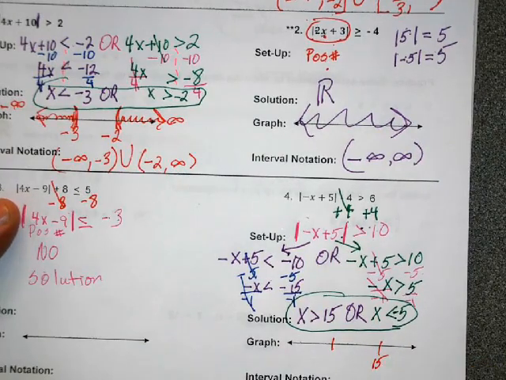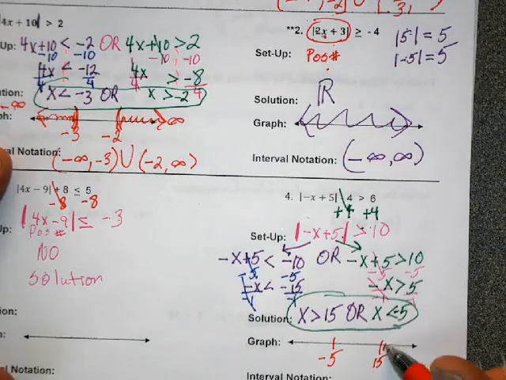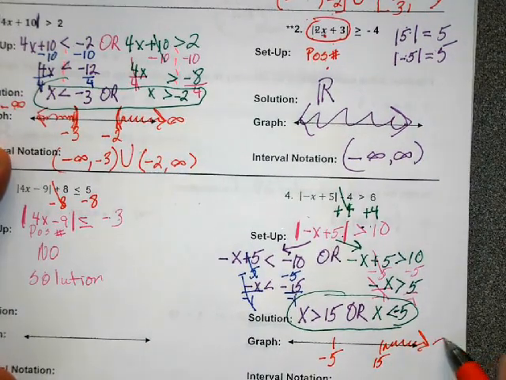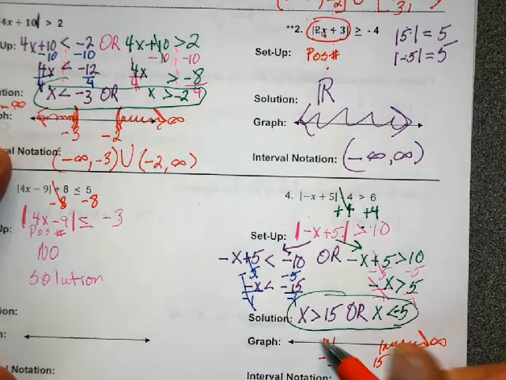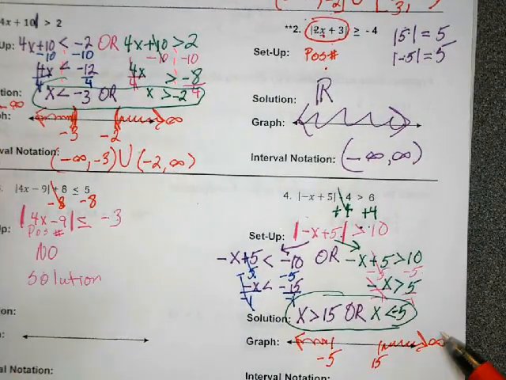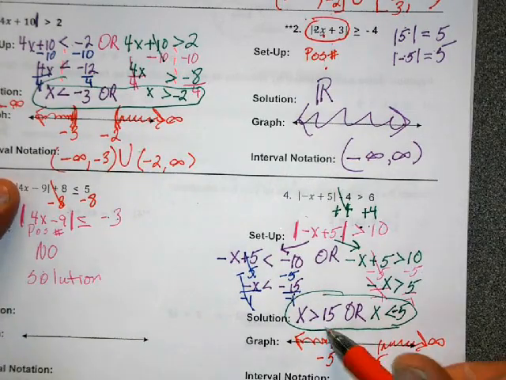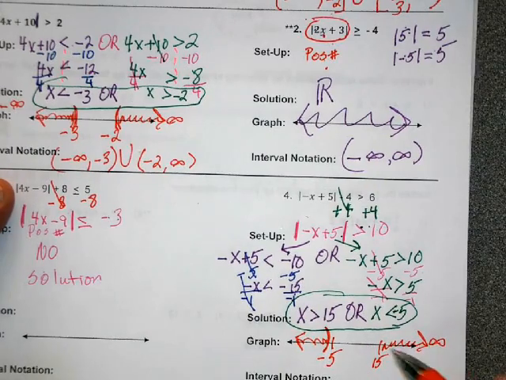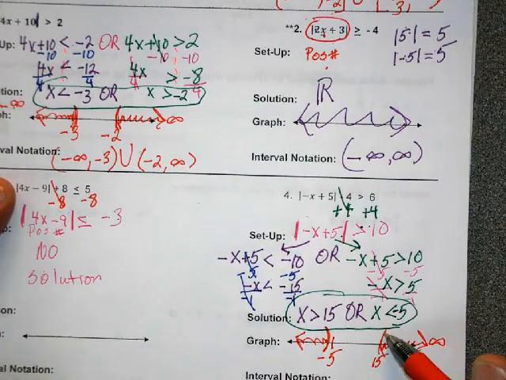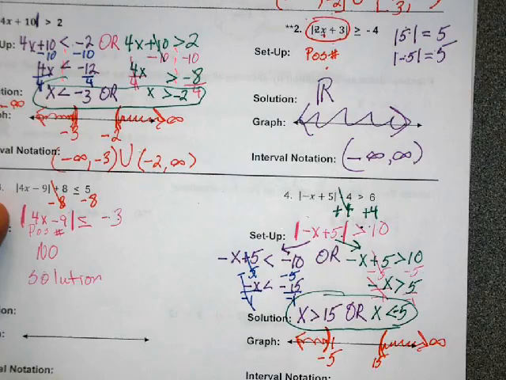Okay, which way do I shade here? Out. Out towards the infinities. Does negative 5 get a bracket or parenthesis? Parenthesis. So I have negative infinity, negative 5, both in parentheses. All of them are in parentheses.